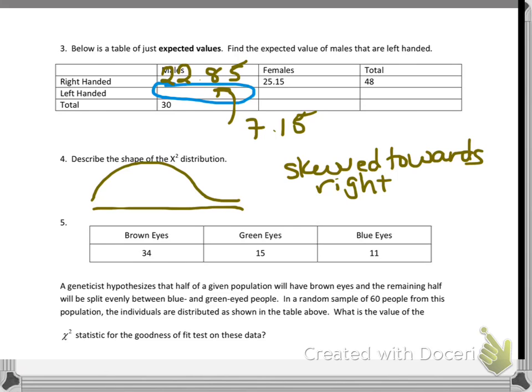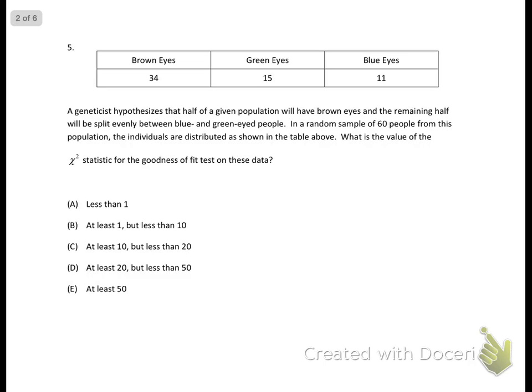Okay, let's go do the last one. So here, hopefully you realize this is a goodness of fit. And we have a total of 60 people, and these 3 numbers add up to 60. And they say that half of the population will have brown eyes. Half will have brown eyes. So 60 times 1/2 is equal to 30. So my expected value is going to be 30.